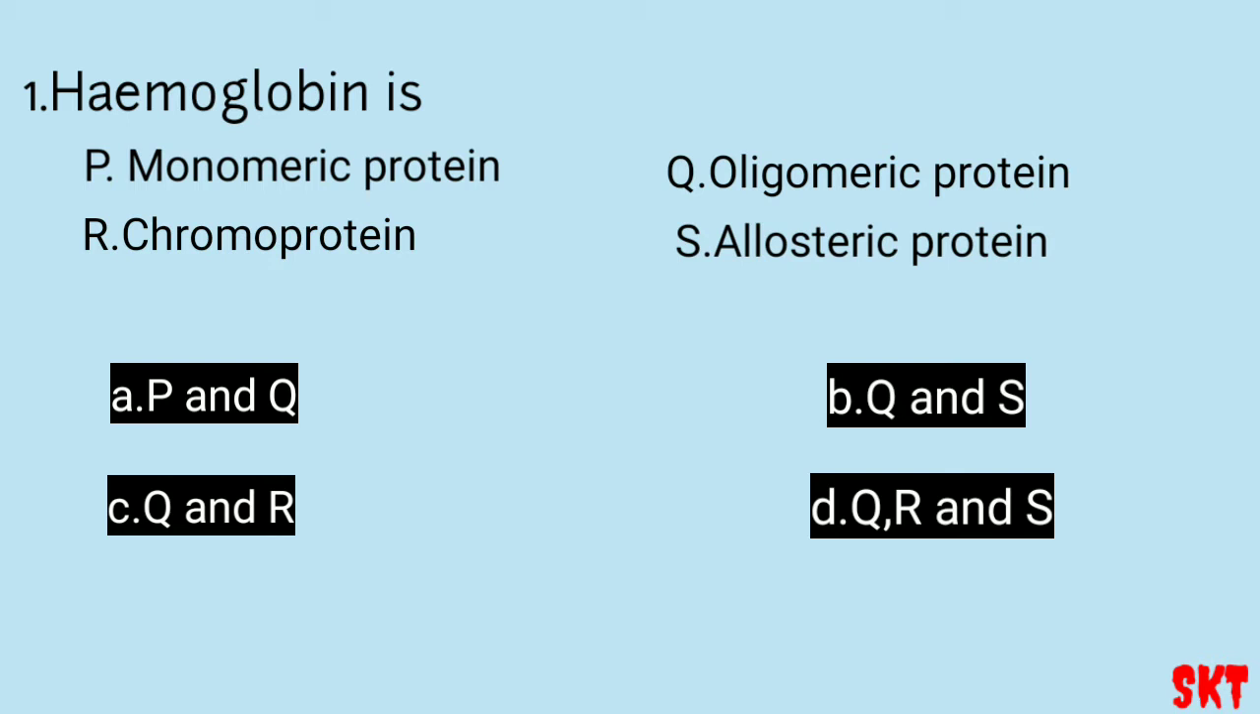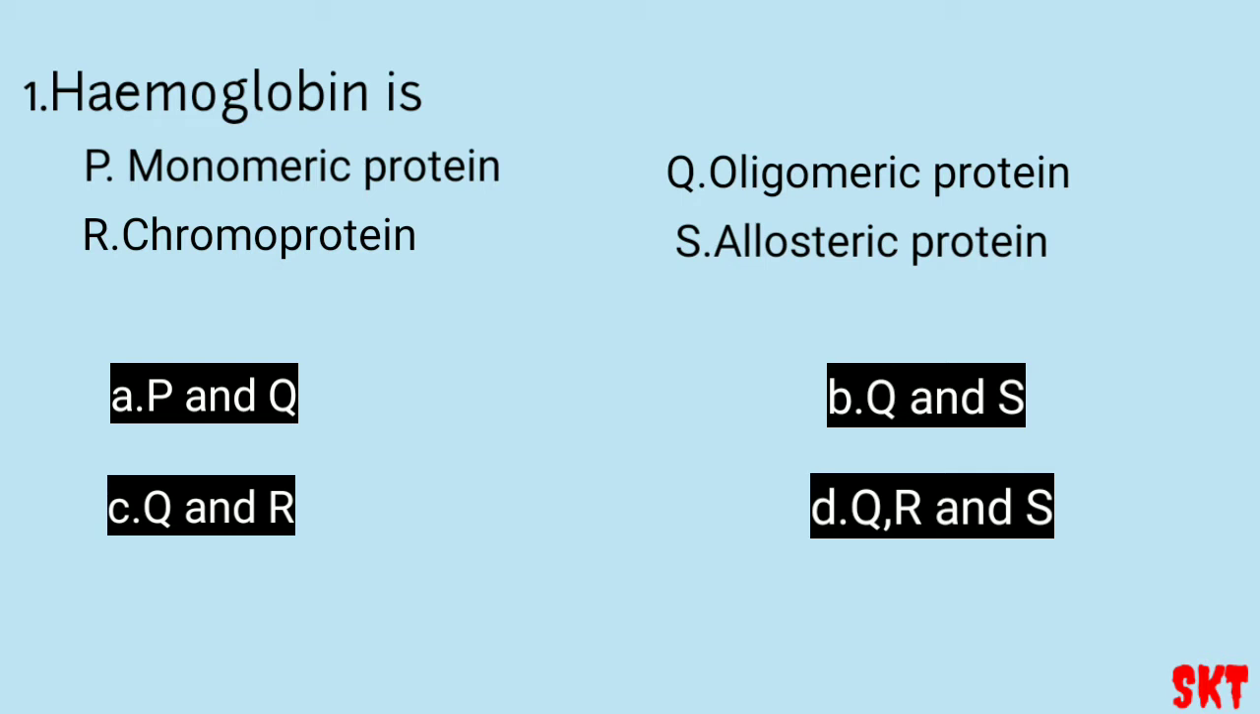Hemoglobin is an iron-containing metalloprotein that transports oxygen in blood. So now let us look at the options. P, a monomeric protein. So what's a monomeric protein? A monomeric protein is a protein that can combine to form a multimeric protein. So hemoglobin doesn't qualify for P, because hemoglobin doesn't combine with another hemoglobin and form another protein. So the option P is wrong.